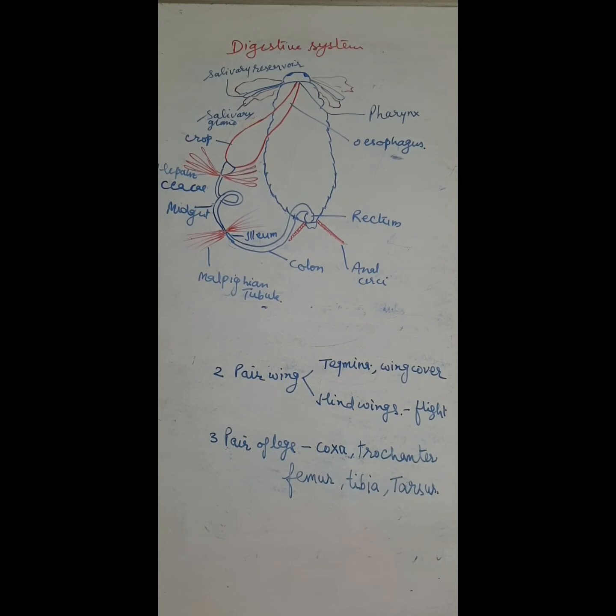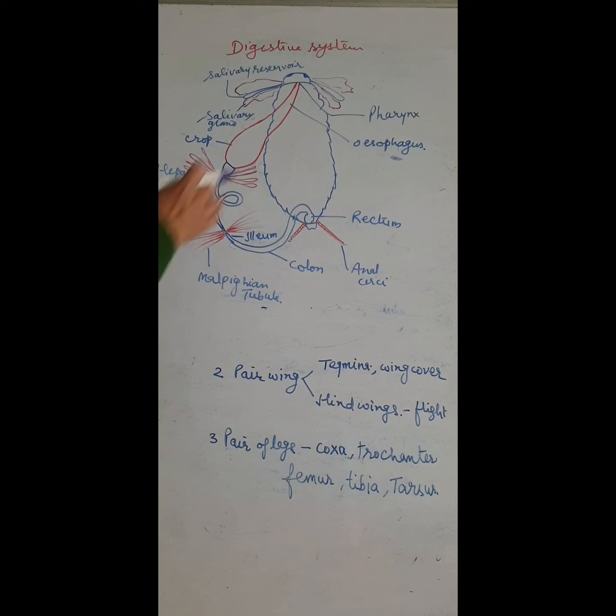Good morning everyone. In the last video we discussed the morphology of the cockroach. The scientific name is Periplaneta americana. It is cosmopolitan, found everywhere, nocturnal in habit, omnivore, feeding upon all substances, a scavenger.